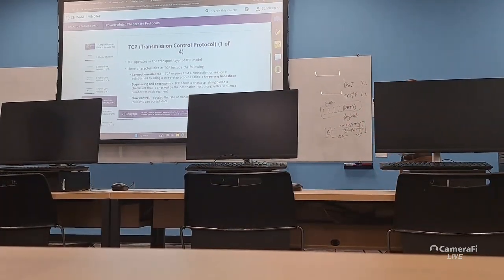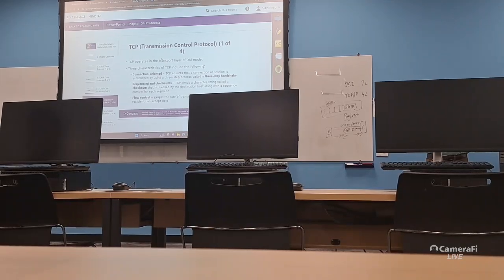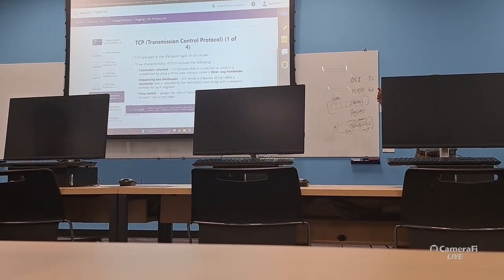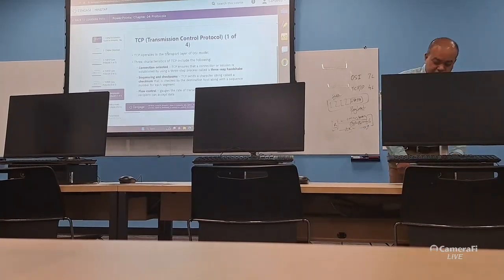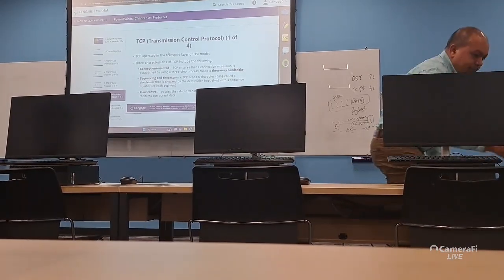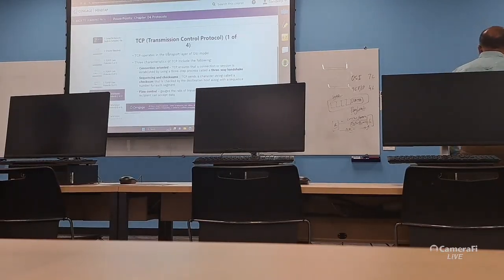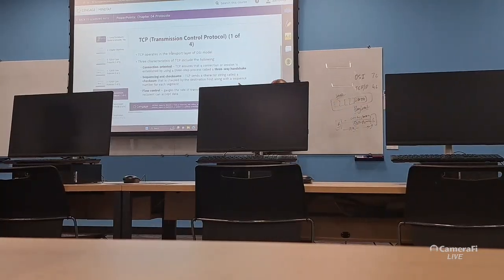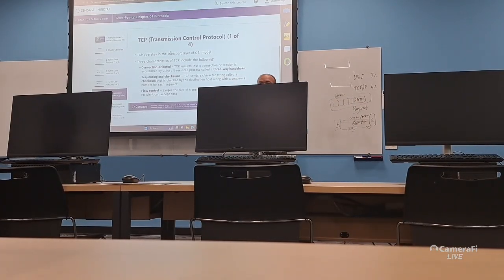So validity is like, there is always a code attached with the packet. It's like a string called a checksum. So what is the use of that string?